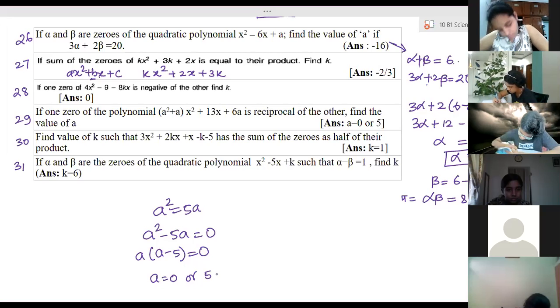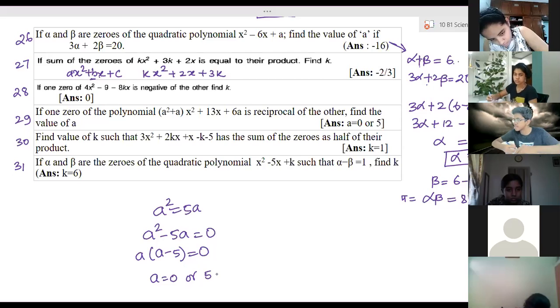Solve till 31 and then you are supposed to leave. Ma'am, we have to solve till 31 and then we are allowed to go? Yes. And homework, I've solved till 31. Okay. Then homework is till 47th. Okay, ma'am. Thank you, ma'am. Bye, ma'am. Bye.